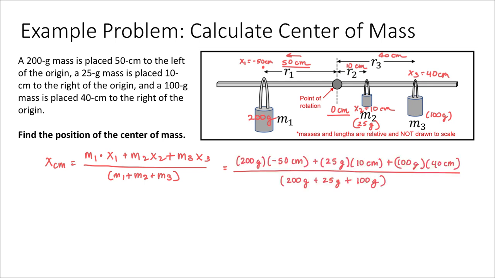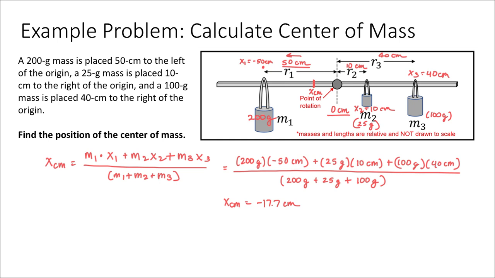Once I've plugged in all of my masses and position values, I'm going to put that into my calculator, and I will get a position of negative 17.7 centimeters. What this is telling me is that the center of mass of the meter stick and mass system is 17.7 centimeters to the left of where I defined the origin to be. So it would be somewhere right around here maybe. So this would be my center of mass.